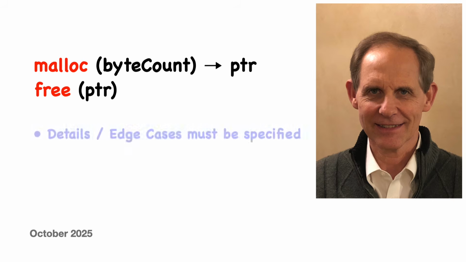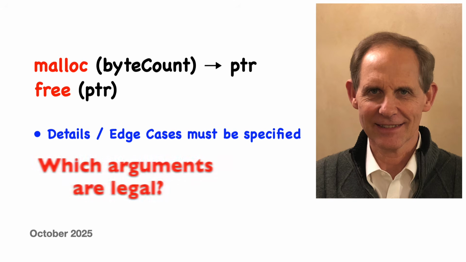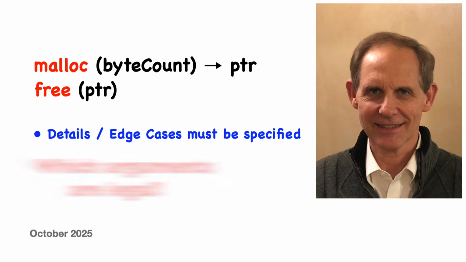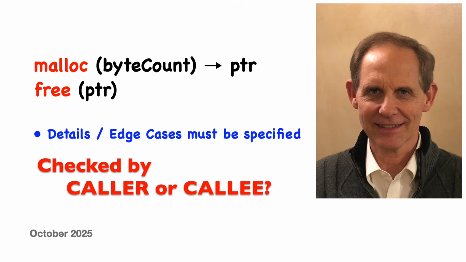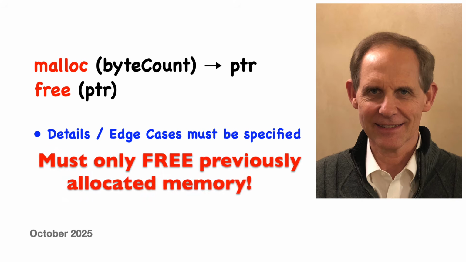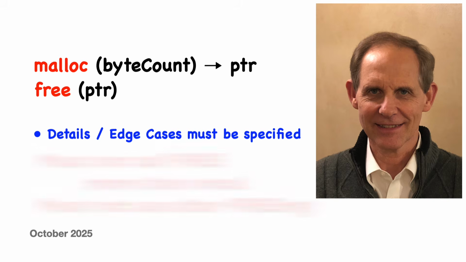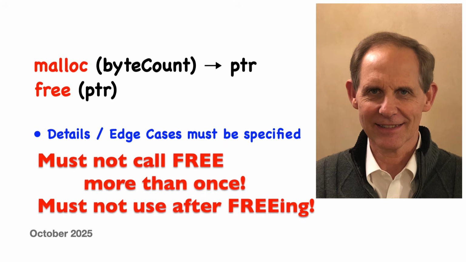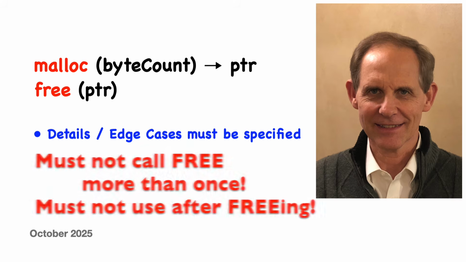To write correct code, we need to be very precise about edge cases. For example, we must say exactly which argument values are legal and whether the error conditions will be checked by the calling code or by the code in the malloc and free functions. Of course, the free function must be passed a pointer that was previously returned from malloc, and each block of memory may only be freed once and must not be accessed again after that. We say must to mean that malloc and free will likely fail if the caller doesn't respect these constraints.